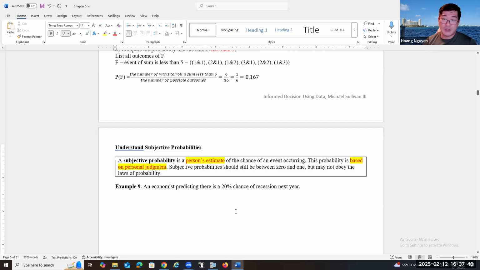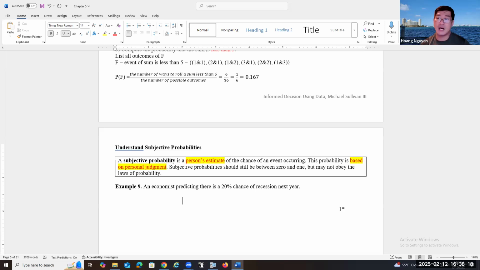Subjective probability should still be between zero and one, but may not obey the laws of probability. So the answer for this probability is still between zero and one inclusive, but it might not obey the laws of probability. For example, if you take a look up at the sky, you can estimate the probability that it's going to rain today, right? Everyone will have a different estimation of that. All of us are not going to get the same answer because it's based on personal judgment or personal estimation.